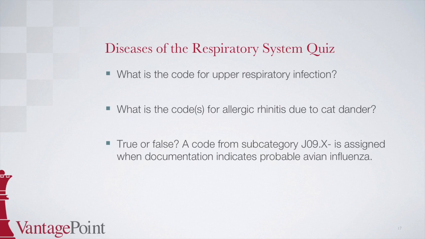Our third answer is false. Subcategory J09.X is for confirmed avian flu, not probable. Remember, for professional and outpatient services, we only code for confirmed conditions. Otherwise, we code the symptoms.